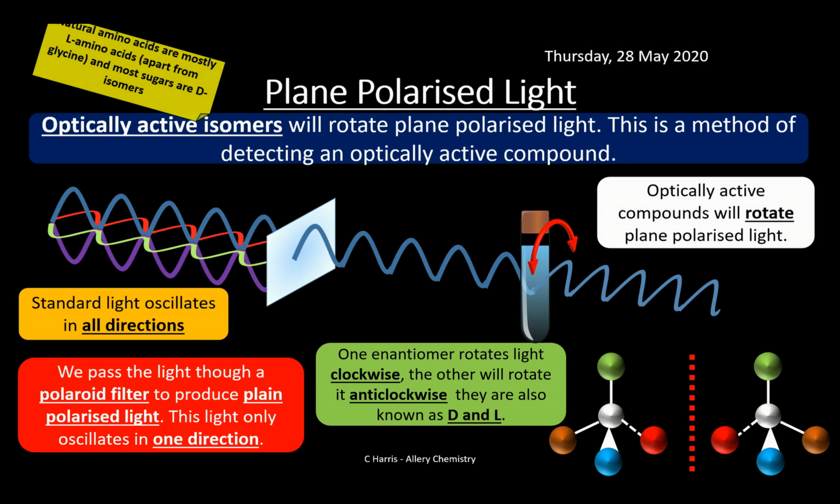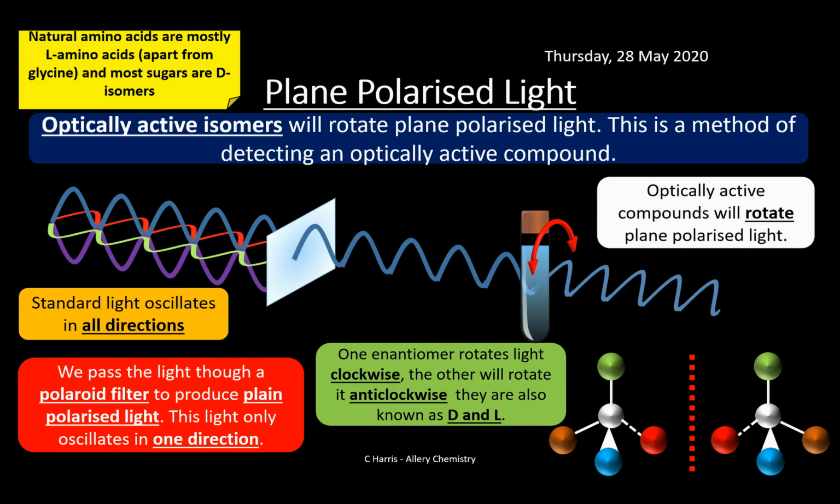Right, so natural amino acids, you will see amino acids within year 2 chemistry in particular. Natural amino acids are mostly L amino acids. Apart from glycine, which doesn't have a chiral center because it has a hydrogen where the R group is. If you haven't done that topic, you might be thinking, what on earth are you talking about? But if you have, then you'll know what I'm talking about. And most sugars are D isomers, okay? So you've got L amino acids and D isomers for sugars.